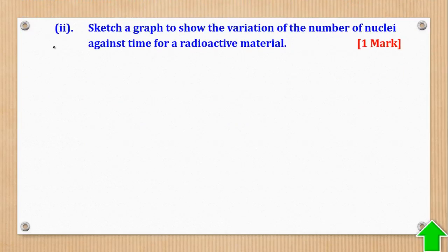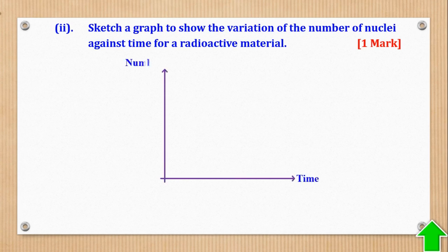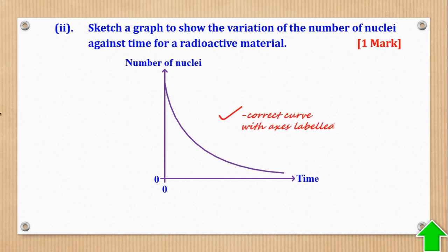Then Roman 2, sketch a graph to show the variation of the number of nuclei against time for a radioactive material. So we shall need the axes, then we can put our graph, which is decaying. So the curve has to be correct and axes have to be labeled for you to get the 1 mark.